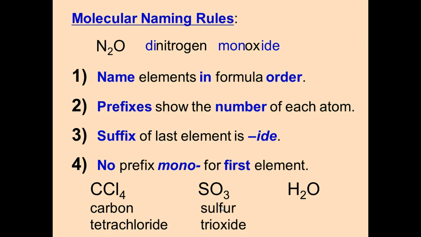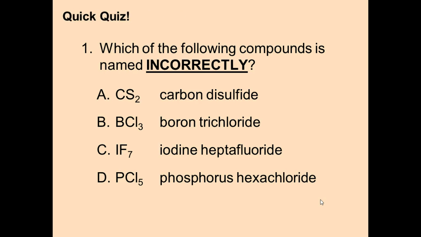Then we have H2O. We first add the 2 elements in order, hydrogen and oxygen. So it's dihydrogen because there's 2 hydrogen, and then monooxygen, but then we add ide because it's the last element. So it's dihydrogen monoxide. And here's a quick quiz to see what you learned.